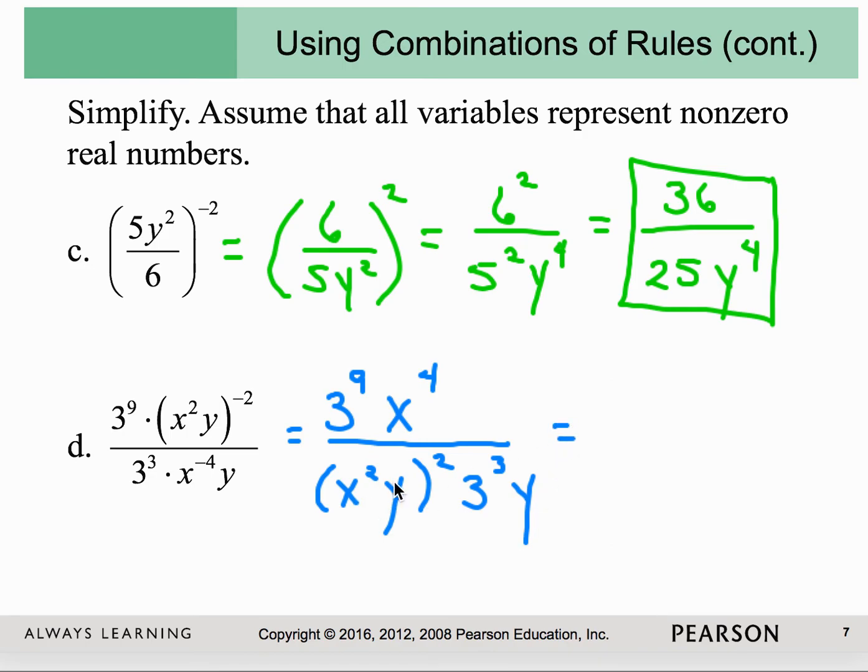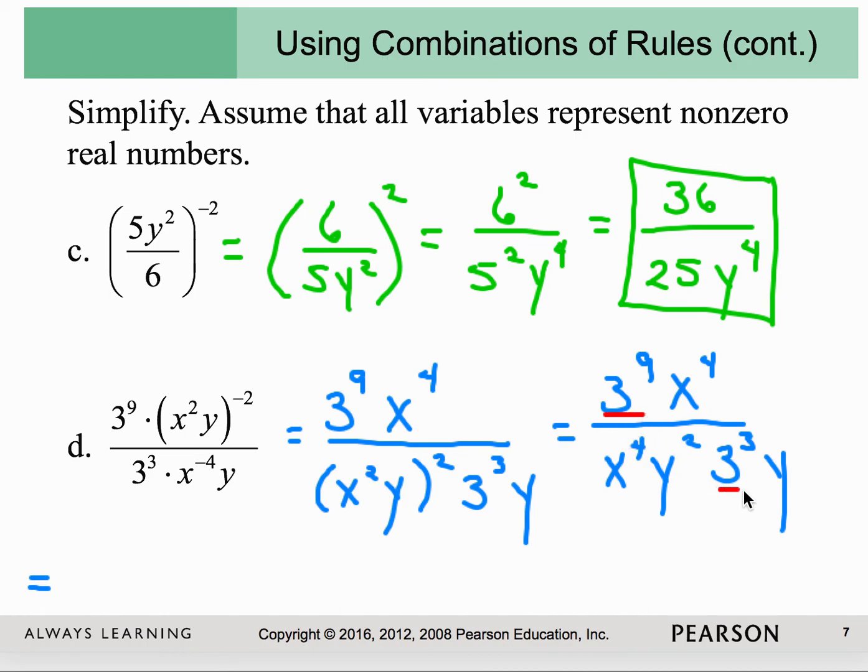Now, let's get rid of these parentheses. 3 to the 9th, x to the 4th. I'm not working with any of that. Okay, 2 times 2 is 4. Y squared is y squared. And then I'm not working with any of this. Okay. Here's a like term. All right. So if there's 9 on top and 3 on bottom, there's going to be 6 left on top.